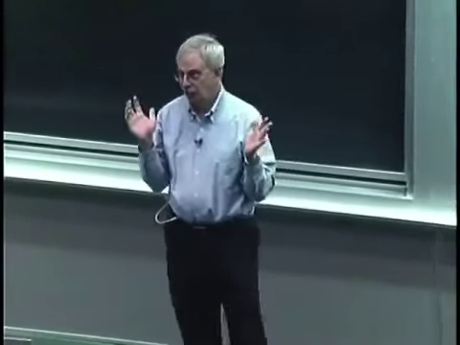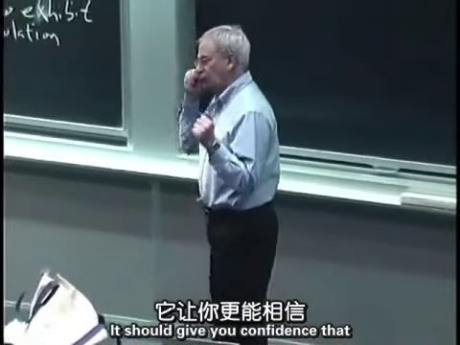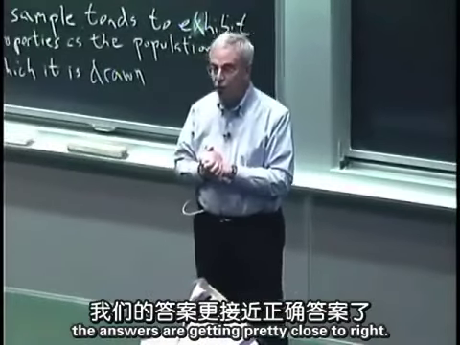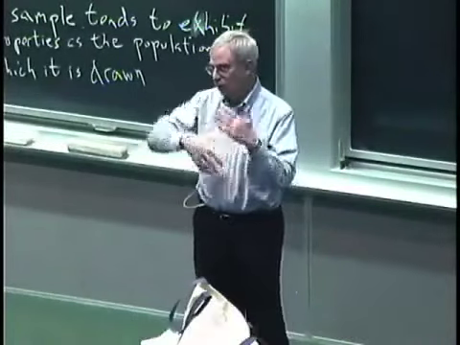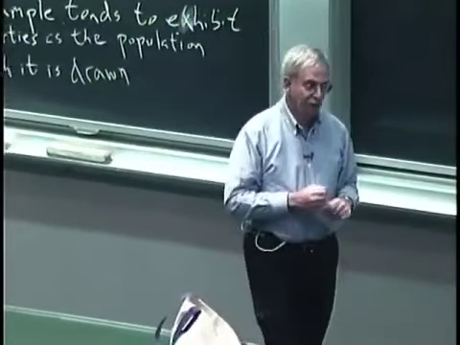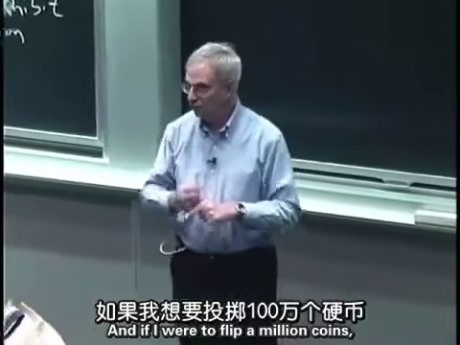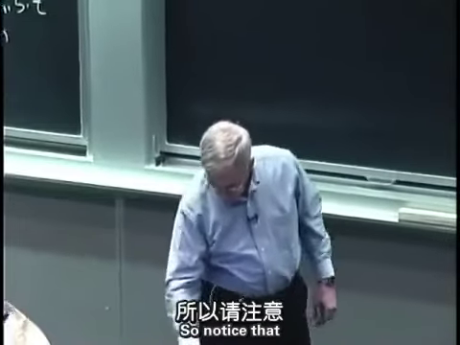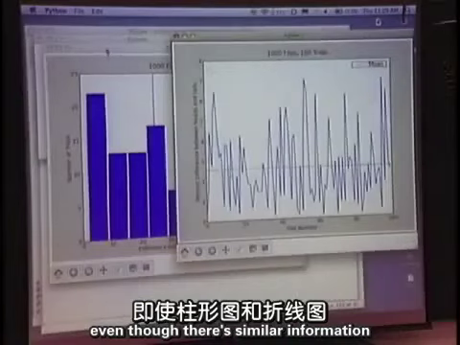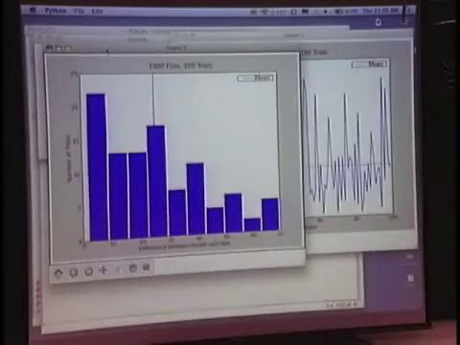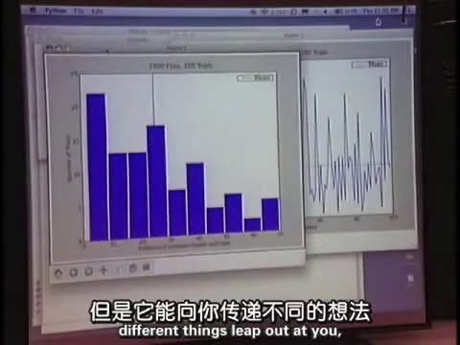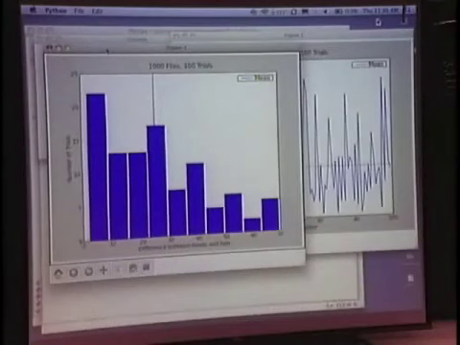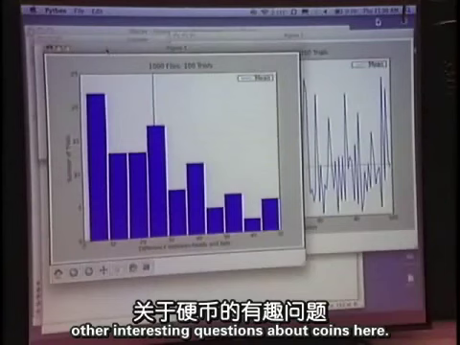That's a good thing. It should give you confidence that the answers are getting pretty close to right, that they're not bouncing all over the place. And if I were to flip 1,000,000 coins, we would find the range would get very tight. So notice that even though there's similar information in the histogram and the plot, different things leap out at you as you look at it. All right. We could ask a lot of other interesting questions about coins here.